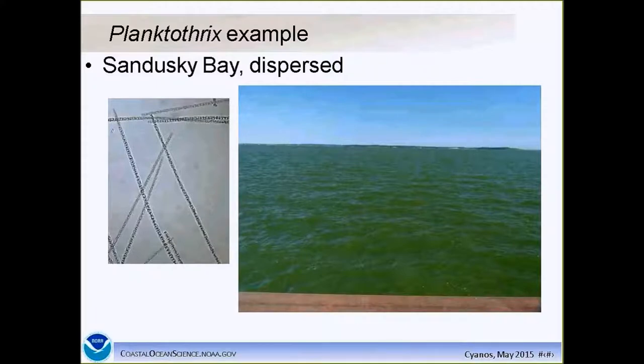Just to show what they look like, Planktothrix, this is a fairly dense bloom, but if it doesn't produce scum, it's floating through the water column. You have a very intense coloration, but it looks much different because you will not get that kind of formation of it, but intense green.